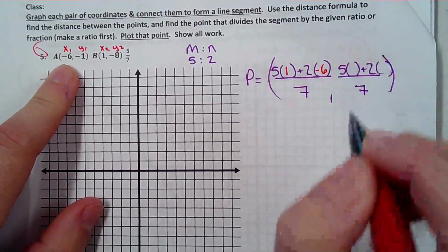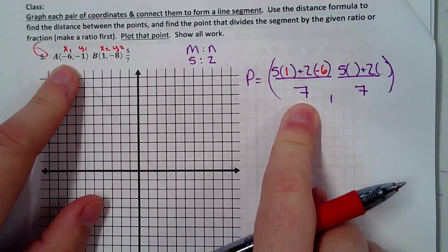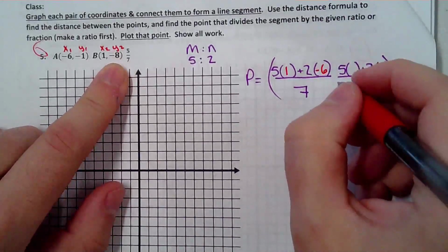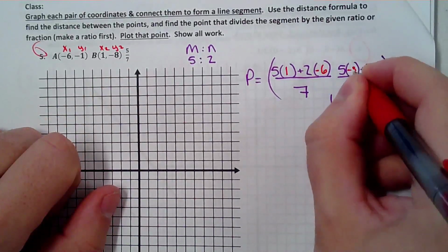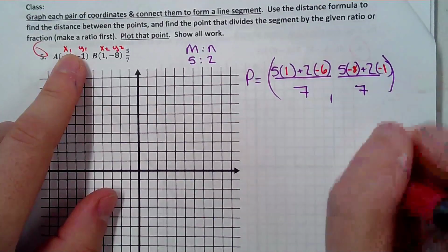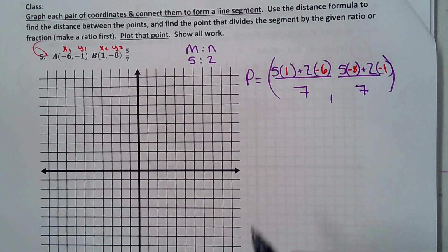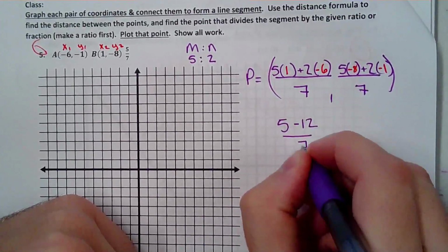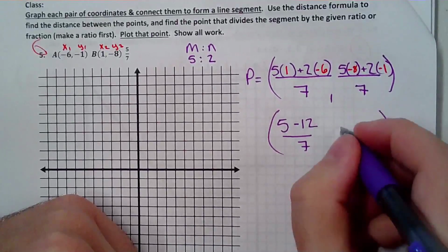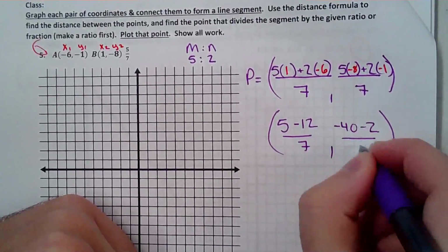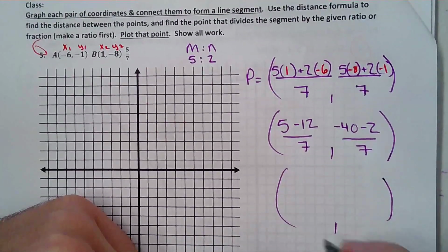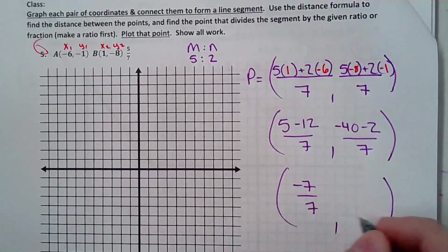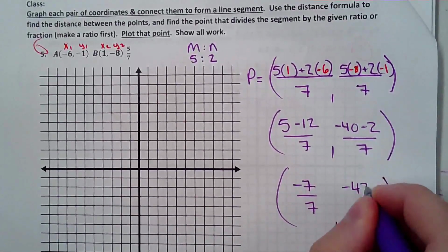x1 goes next. We have the average of the x's, comma, the average of the y's. So now it's the y's turn. We do y2 first. y2 in this problem is what? -8. And then y1 is -1. Then we just do algebra, or really arithmetic. 5 times 1 is 5. 2 times -6 is -12. That's all over 7. Then we have -40 minus 2 over 7. Condense that down. 5 minus 12 is -7 over 7. And -42 minus 2 is -42 over 7.